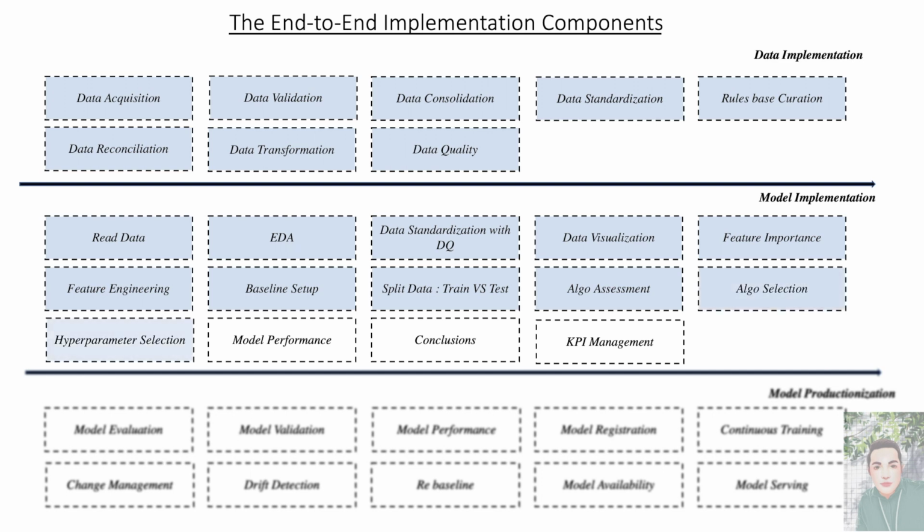Algorithm selection, hyperparameter selection, model performance, draw some conclusions in terms of scoring performance, and then KPIs, right? How long it took. Does it require some GPUs? Does it require some CPUs? All of that can be evaluated and documented, again, into the model registry.